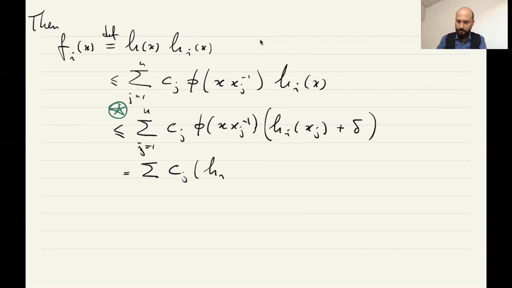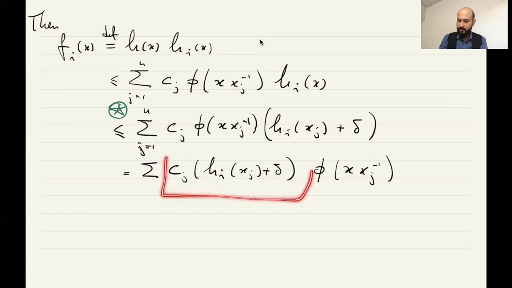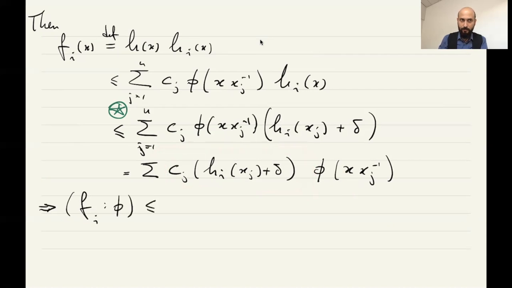No, let's just write it like this: x_i, x_j plus delta. Now these are numbers, times phi(x, x_j) minus 1. So now you see that these are numbers depending on the index j, but they're not depending on the variable x, which means that we have a bound for the number f_i with respect to phi. It's going to be less than the sum of c_j h_i(x_j plus delta). Okay, we have this bound.